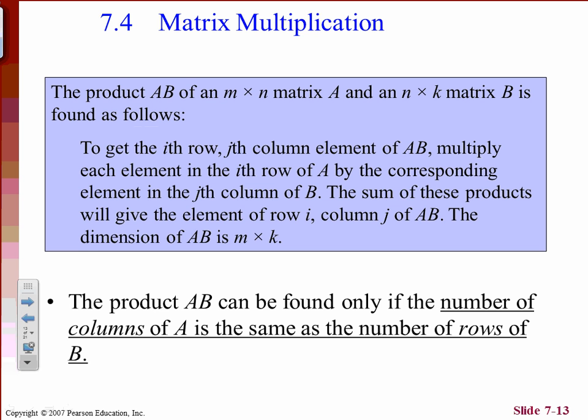Okay, matrix multiplication is a little different. The product AB of an M by N matrix A and an N by K matrix B is found as follows. Okay, so that was back in the day, right? Back when I was doing it, we learned this in college, and you had to go through this and add this and add that, and it was tedious and boring. So we're going to skip all that and just use our calculators to do this.